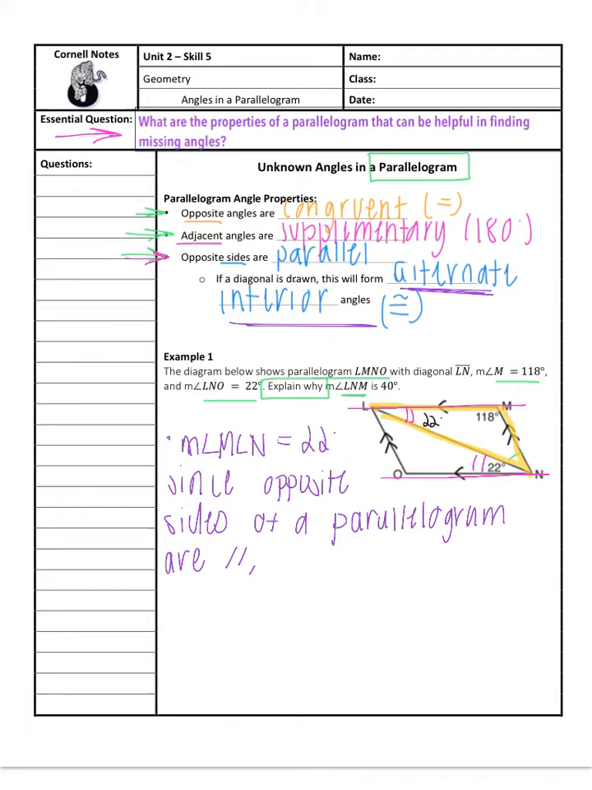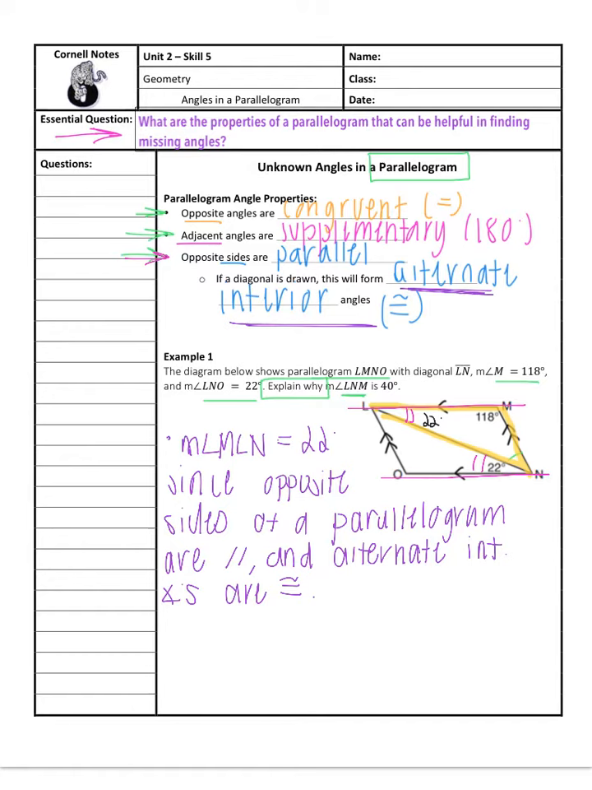So MLN is 22 degrees since opposite sides of a parallelogram are parallel and alternate interior angles are congruent. All right. So that allows us to say that this angle up here is also 22 degrees.